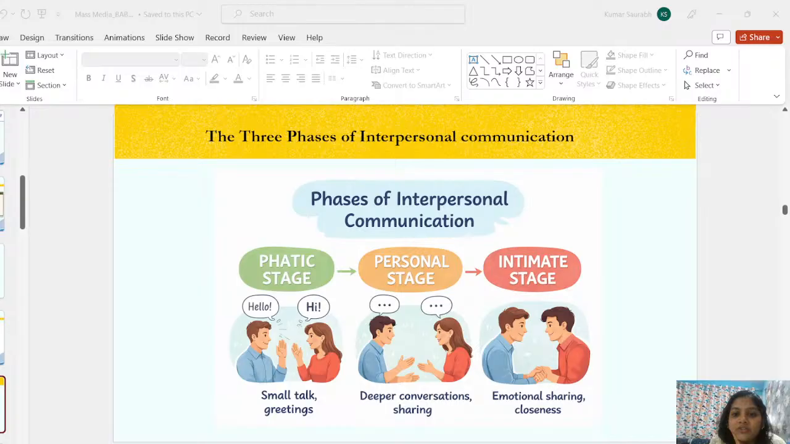Now, the third stage is emotional sharing and closeness, where you are getting intimate in conversation, sharing your secrets and some of your important information, things that you believe you share only with those who are very close to you. You are talking about yourself and communicating with each other, but this is very emotional sharing, and this stage is very much limited to your family members, your friends, and your spouse. So this is that stage basically.